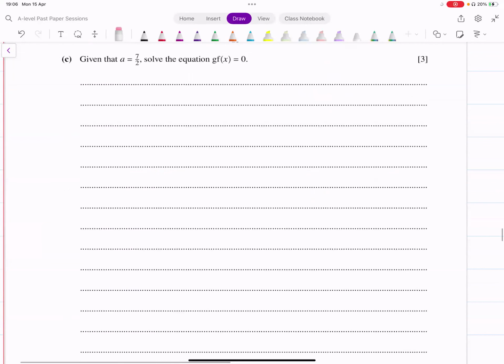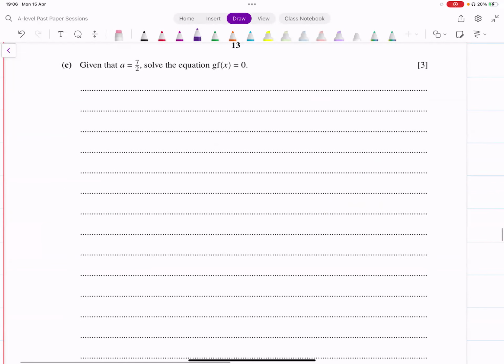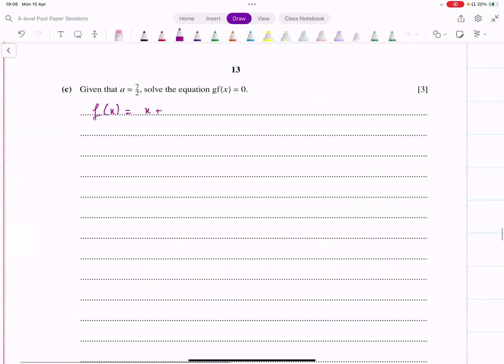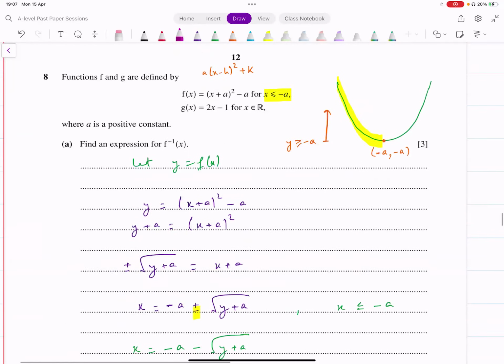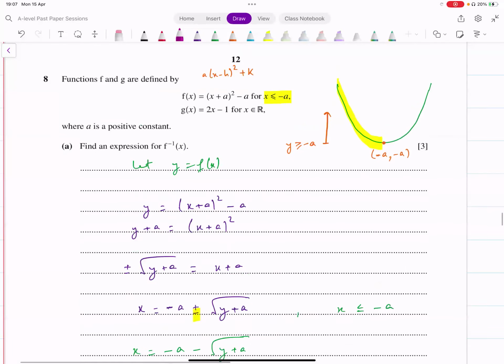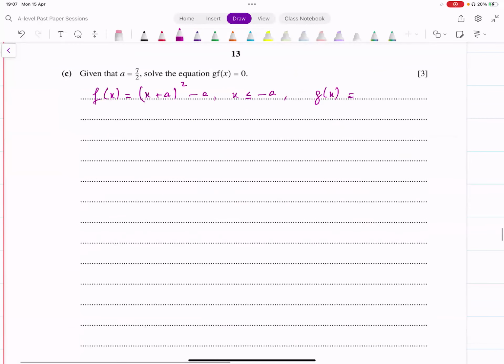Okay. Part C. Now it says, given that a equals 7/2, solve this equation, g f of x equals 0. Now, what were the two functions that we had? f of x equals x plus a whole squared minus a, and the domain of this function was x less than or equal to minus a. And the other function was g of x equals 2x minus 1, and it was valid for all real numbers. Okay.